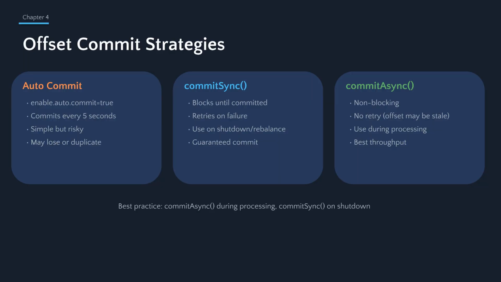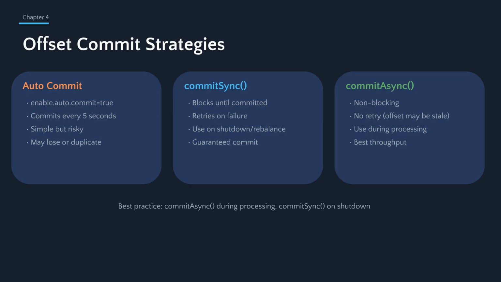Offset management is where reliability gets real. You have 3 main strategies. Auto-commit: enable.auto.commit equals true commits every 5 seconds. Simple but risky. If you crash between commits, you either lose messages or get duplicates depending on timing.